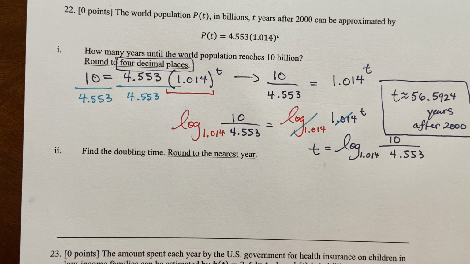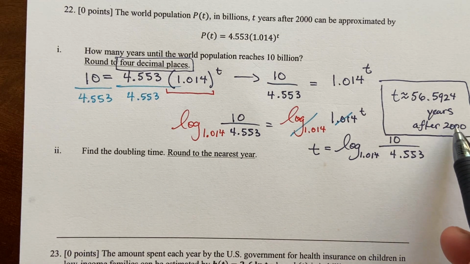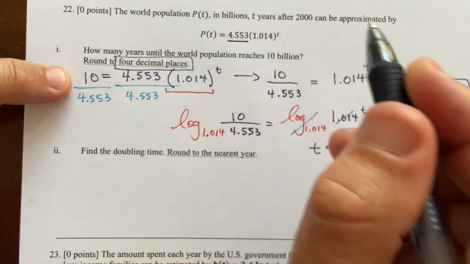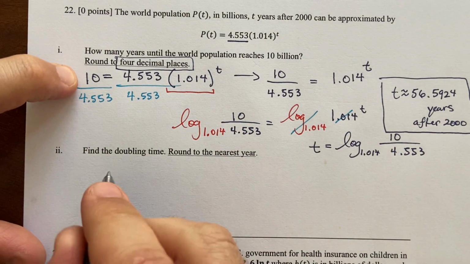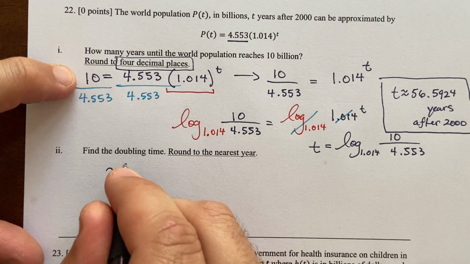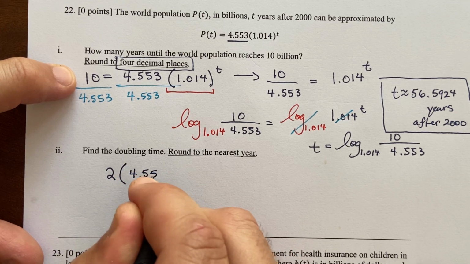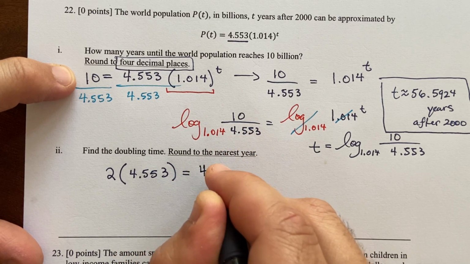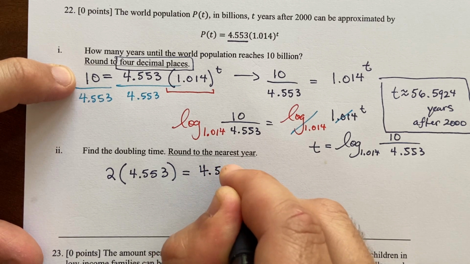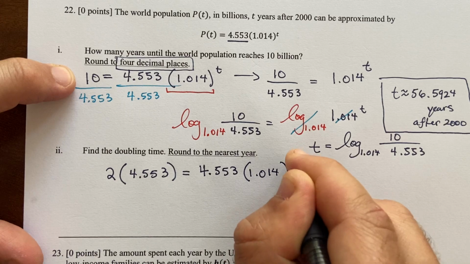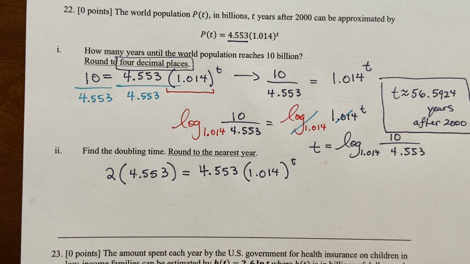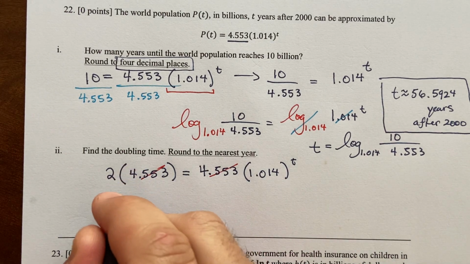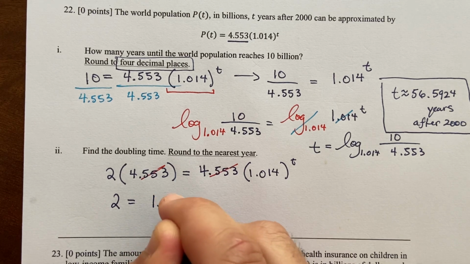Find the doubling time. So the doubling time doesn't mean how long it takes 10 billion to double. It means the initial amount. How long does it take that to double? So I'd have over here, instead of 10, I'd have 2 times 4.553 equals 4.553 times 1.014 raised to the t. So I can cancel these away since they're on the same side. So I just have 2 equals 1.014 raised to the t.